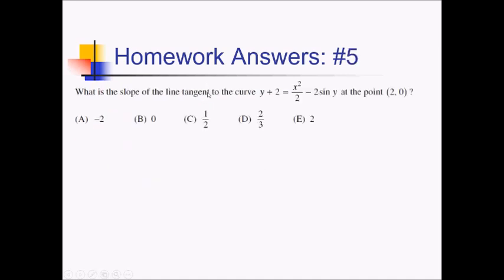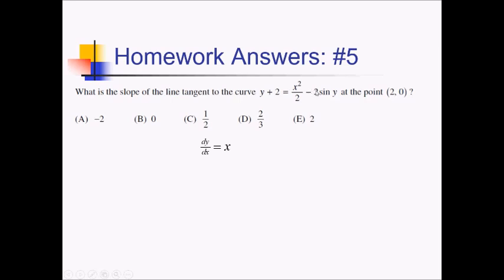On this problem, we want to know the slope of the secant line, aka the derivative, of this curve at the point 2, 0. Since y is kind of hard to isolate here, let's just use implicit differentiation. Going from left to right, derivative of y, that's going to be dy over dx. And then derivative of 2 is 0. X squared over 2, if we use the power rule, multiplying by 2 cancels out that 2. So you just have x to the first power there.